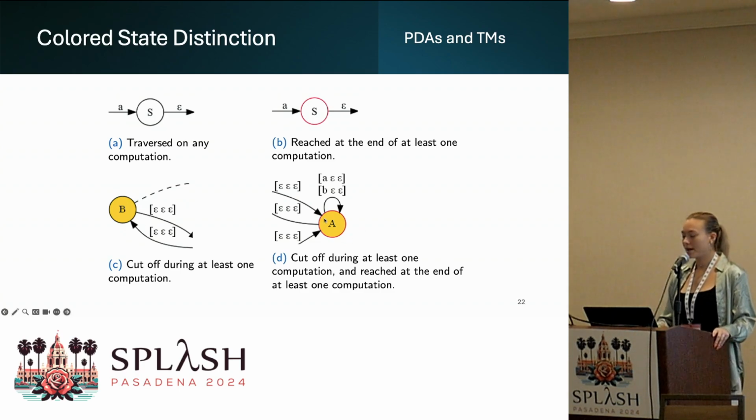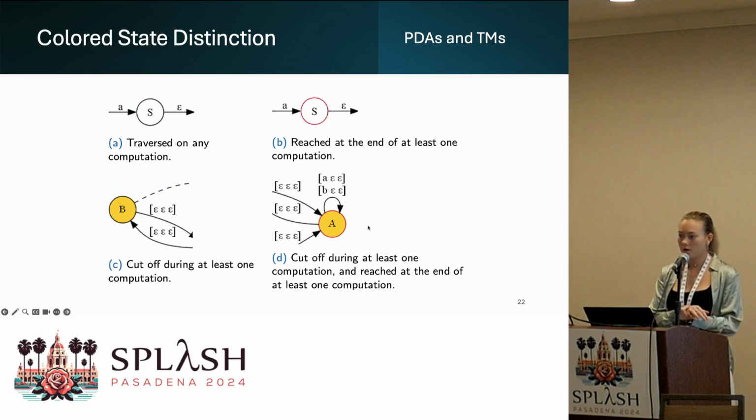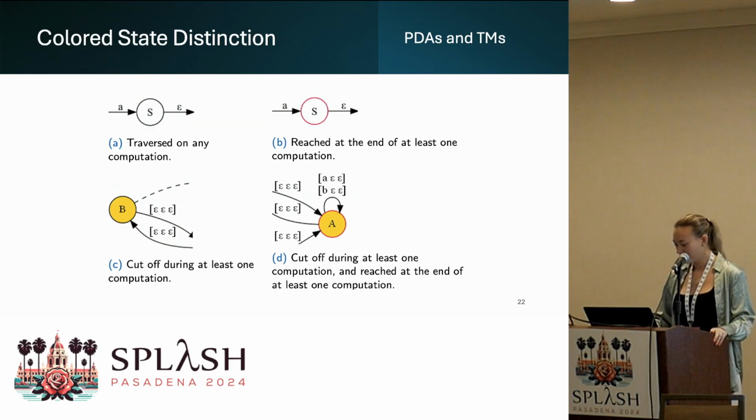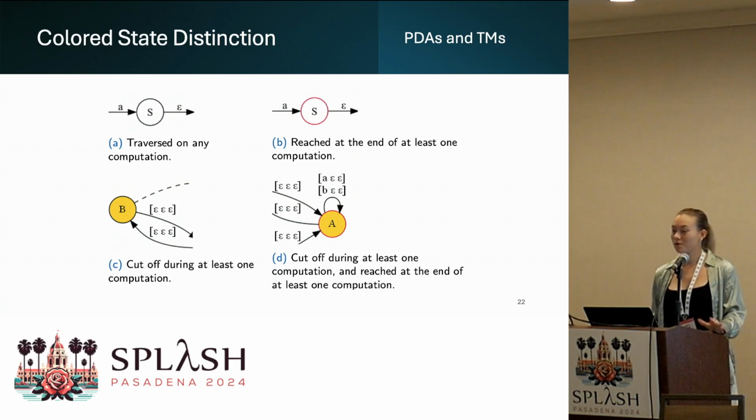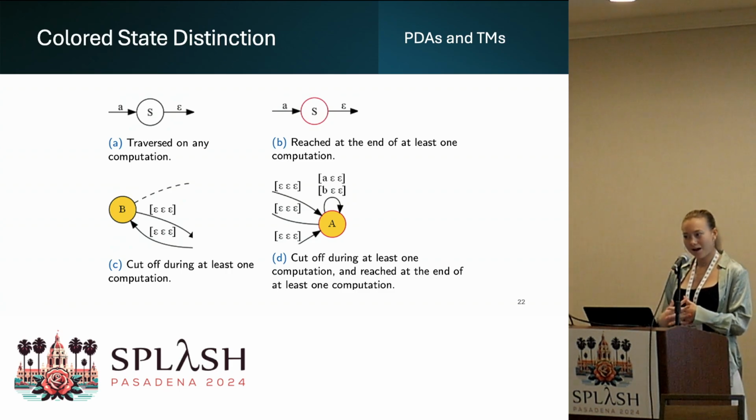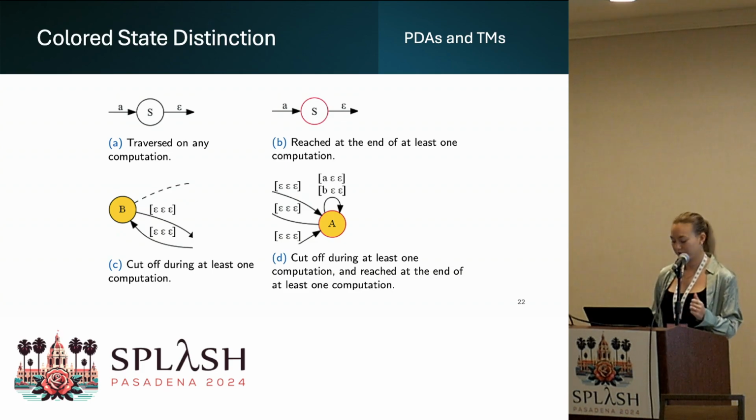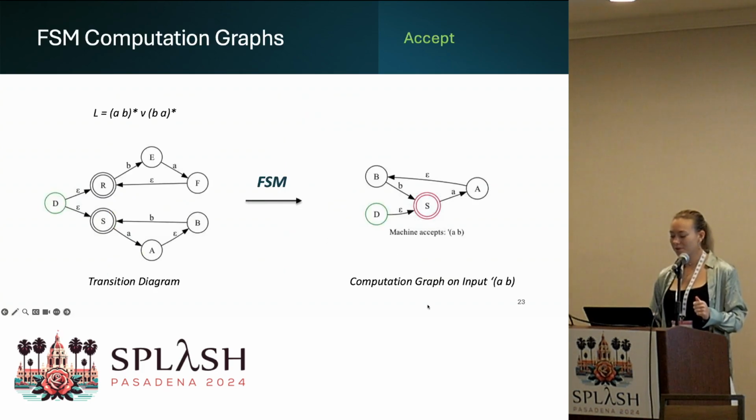If there is gold and crimson highlighting, it's at least two different computations. One is being cut off, the other one halts. It's never the same at the same time. All right, so this is all we need to know. Now we can look at the graphs. We'll start with an accepting graph. And this is what it looks like.